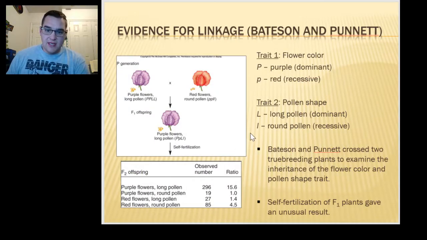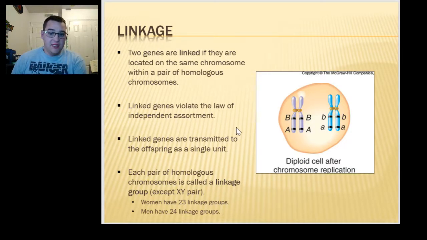What they found is that there's something going on here. Examining the inheritance of flower color, they noticed that these two are linked, they're close together, or related somehow. The round pollen and the purple flower, or the flower color and the pollen, are related somehow. And they found out they're linked. The genes are so close together that they affect one another on the chromosome. Linked genes, as it says here, violate the law of independent assortment, and they're transmitted to offspring as a single unit. The genes are so close together that they transmit together. They're on the same pair of homologous chromosomes.